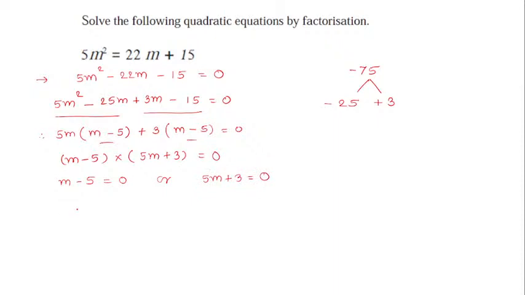So if m minus 5 is equal to 0, minus 5 going to that side, it will become plus 5, or 5m is equal to plus 3 going to the right hand side, it will be minus 3, and m is equal to minus 3 divided by 5. So these are the two solutions for this given quadratic equation, either m is equal to 5 or m is equal to minus 3 by 5. So this is how we can find the solution of given quadratic equation by factorization.